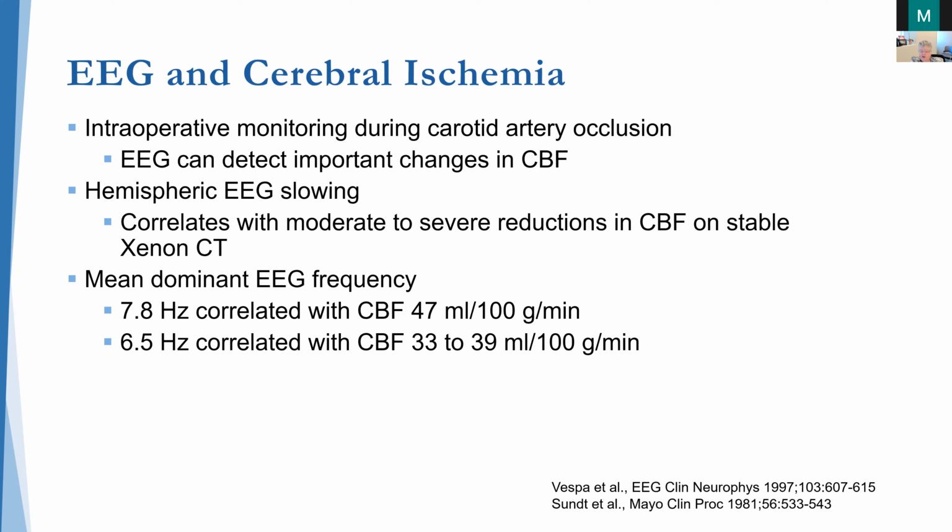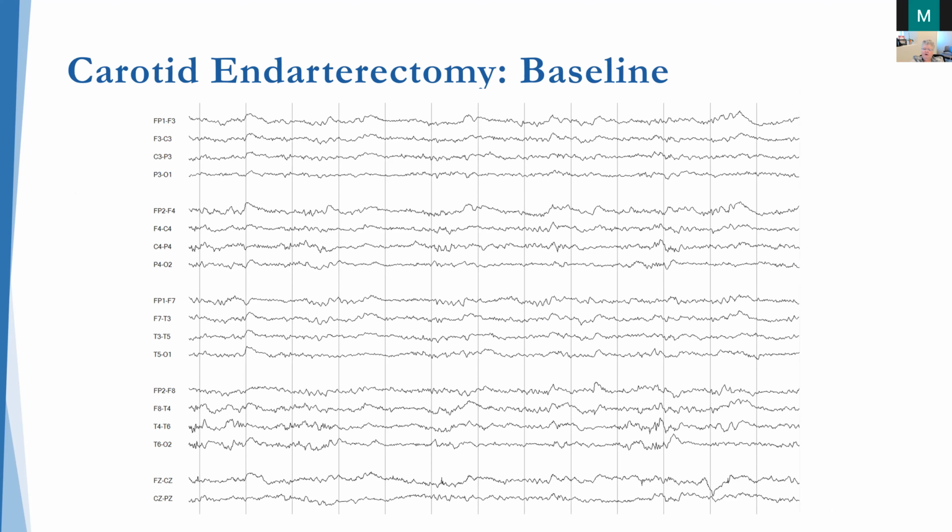Some of the significant changes were a gradual reduction in the amount of power in the EEG, and a decrease in the frequency of the posterior dominant rhythm that correlated with the degree of decreased cerebral blood flow. So an initial 8 Hertz dominant rhythm would slow down to about 6.5 Hertz with a modest reduction in cerebral blood flow.